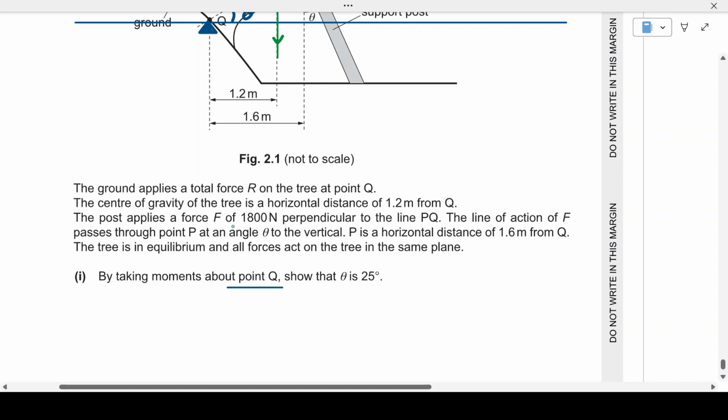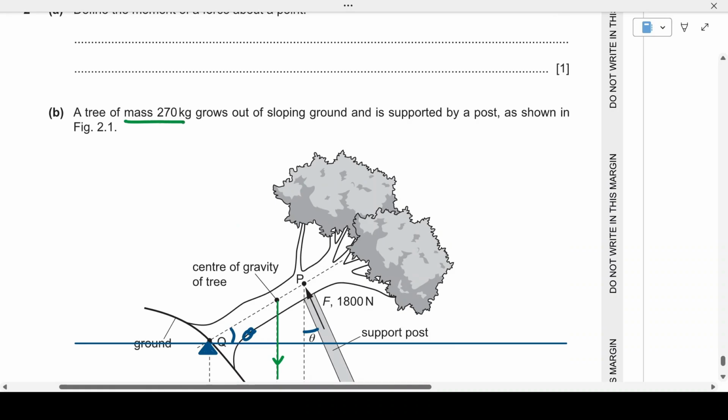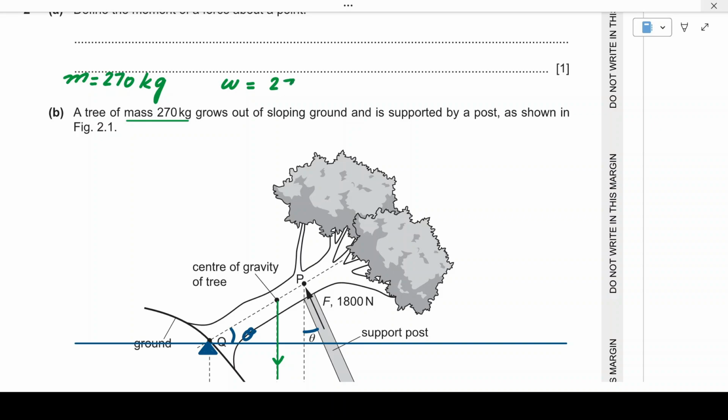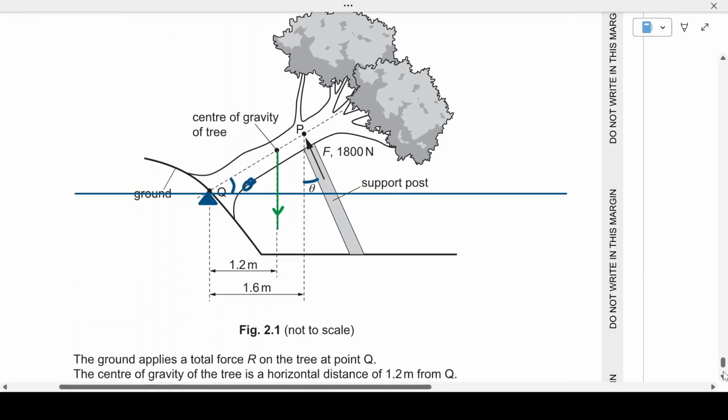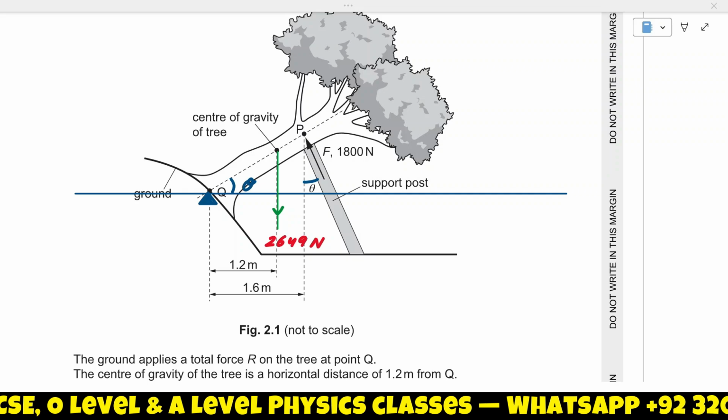down from the data. We don't know the weight of the tree, but instead the mass of the tree is given. Mass is given as 270 kilograms, which means the weight should be 270 times 9.81. How much should it be? 2649. 2649 Newton. That's the weight of the tree.